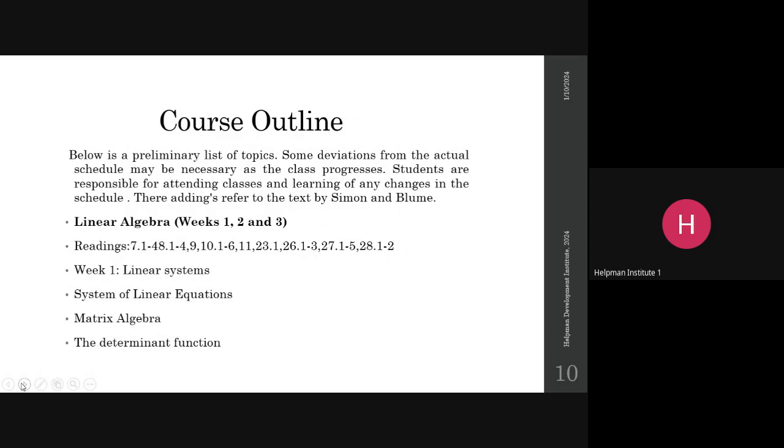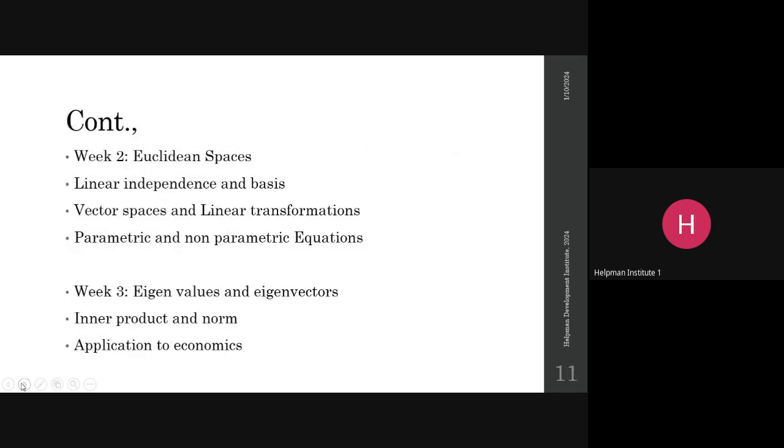Course outline. Here we give a subsection of the course outline, that is, week 1, week 2, and week 3. In week 1, we deal with linear systems, systems of linear equations, matrix algebra, and determinant functions. So let's move to the next. In the second week, we deal with Euclidean space.